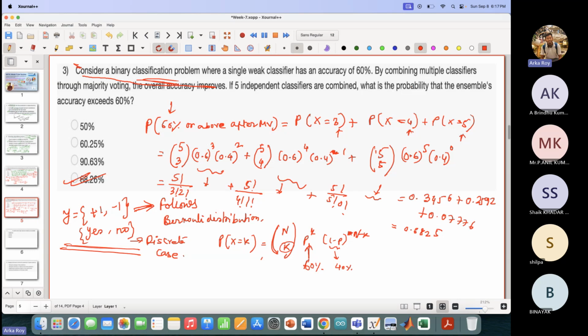If three of your models give you correct classification, that means it is the 60% case, and the rest of the cases refer to the greater than 60% case. So if you add these cases, you will get the correct answer. And how can you calculate these cases? It is basically from the Bernoulli distribution. Fine.